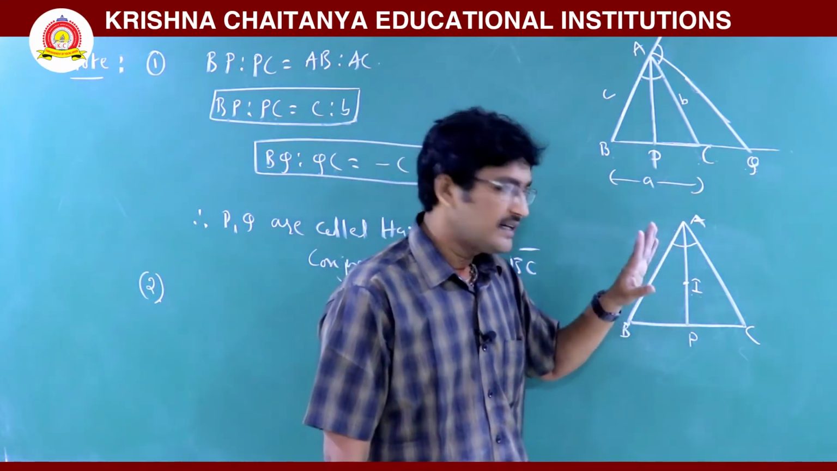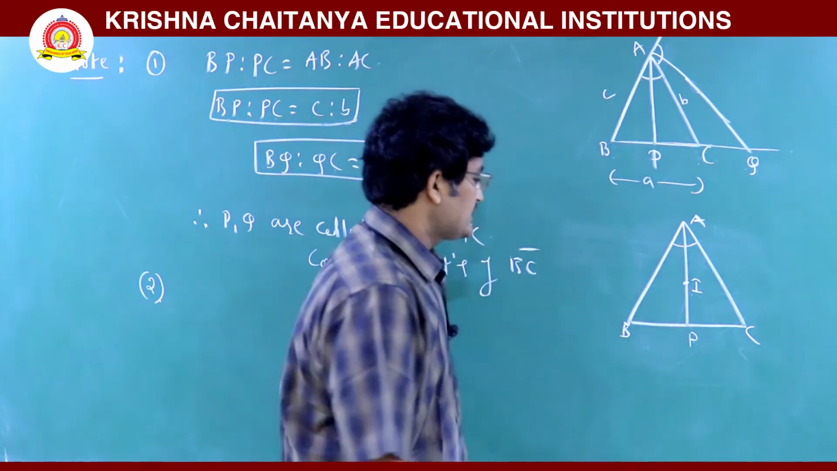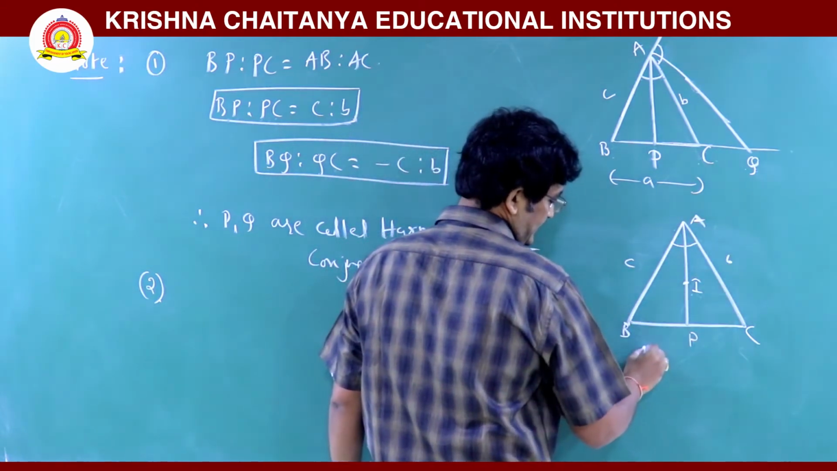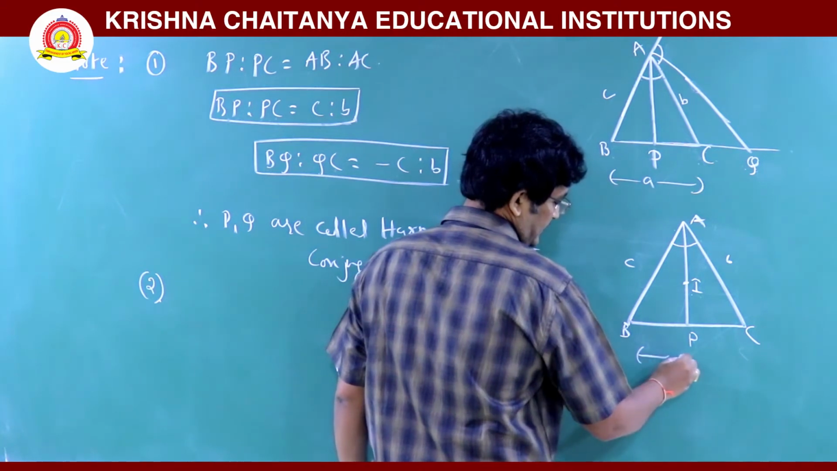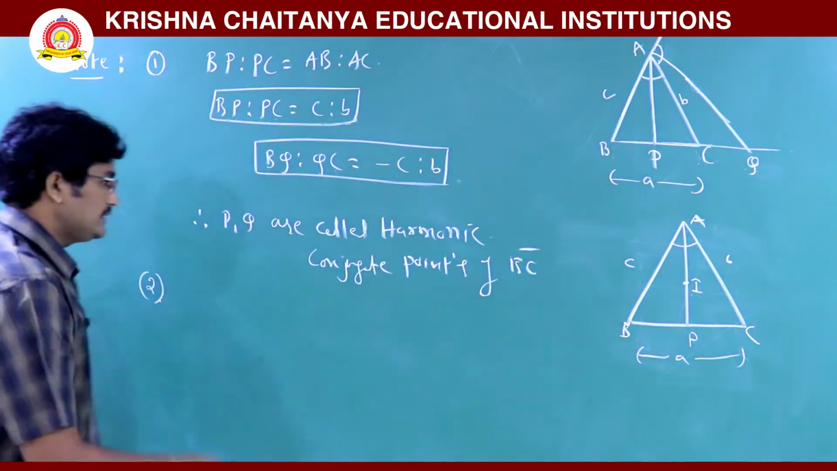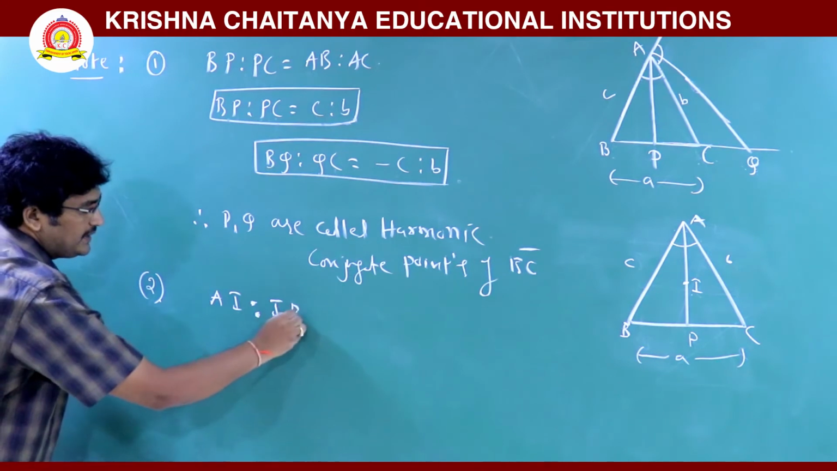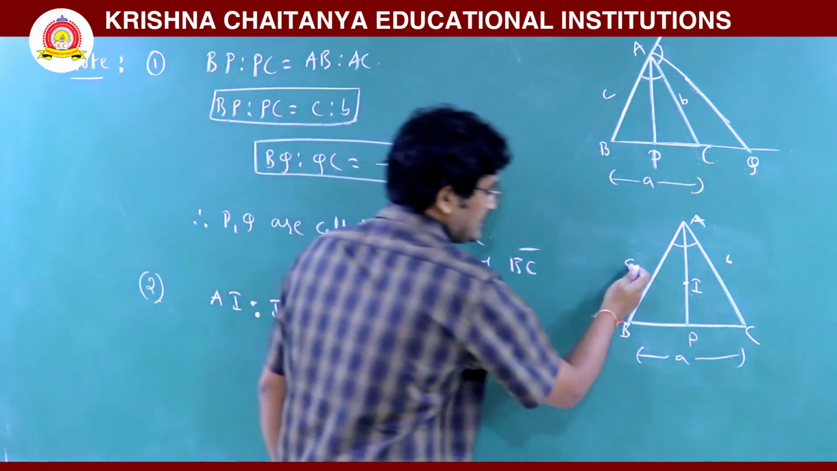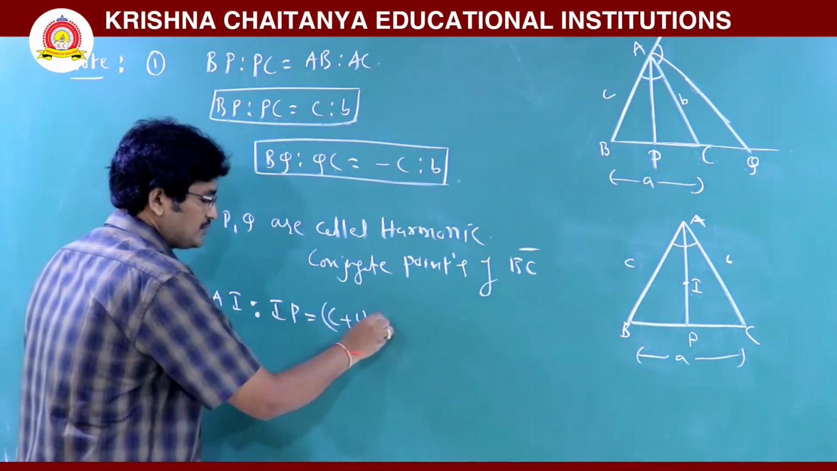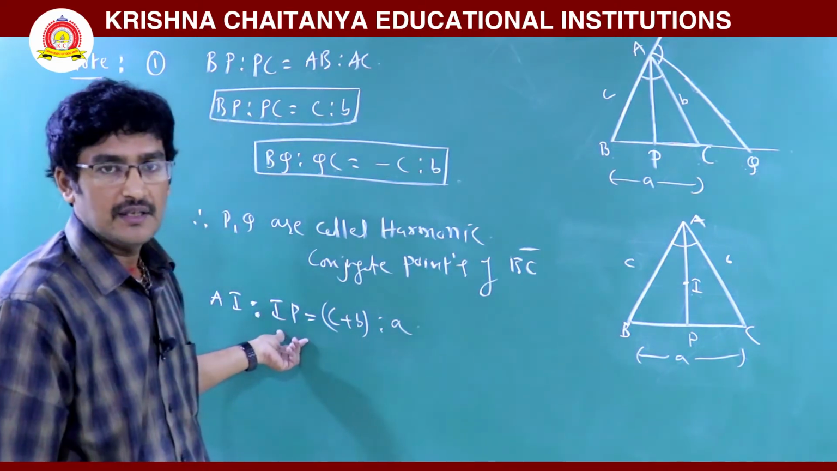Now the question is, already I explained that one in the last session. What is AI is to IP? Suppose you take this length as c, this length as b, and this length as a. Then AI is to IP, where I is the incenter, is equal to, what is the answer? c plus b is to a. You know about this one. I explained this clearly in the last session.